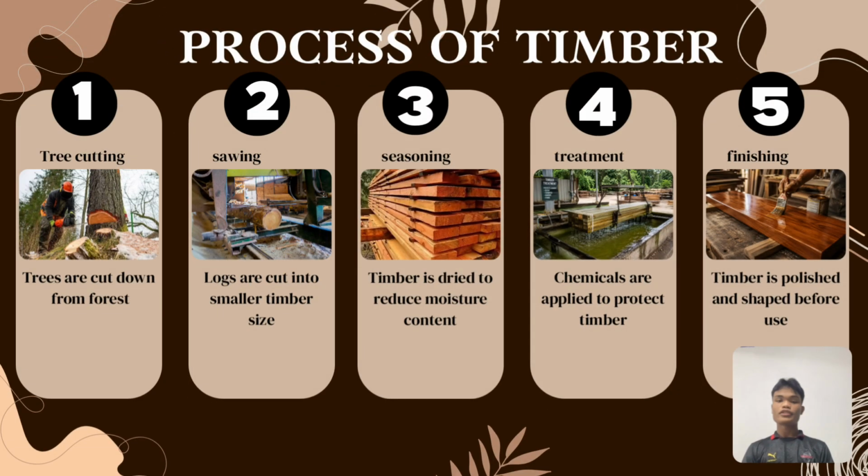For the next, I will talk about the process of timber. The timber production process has 5 main steps. First is tree cutting, where trees are cut down from the forest. Second is sawing, where the logs become smaller timber sizes. Third is seasoning, which means drying the timber to reduce moisture content. This helps prevent shrinking and cracking.